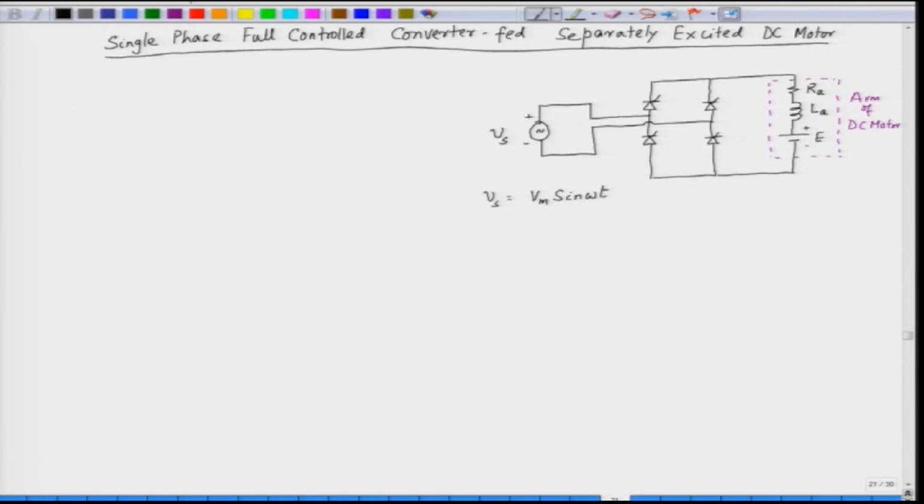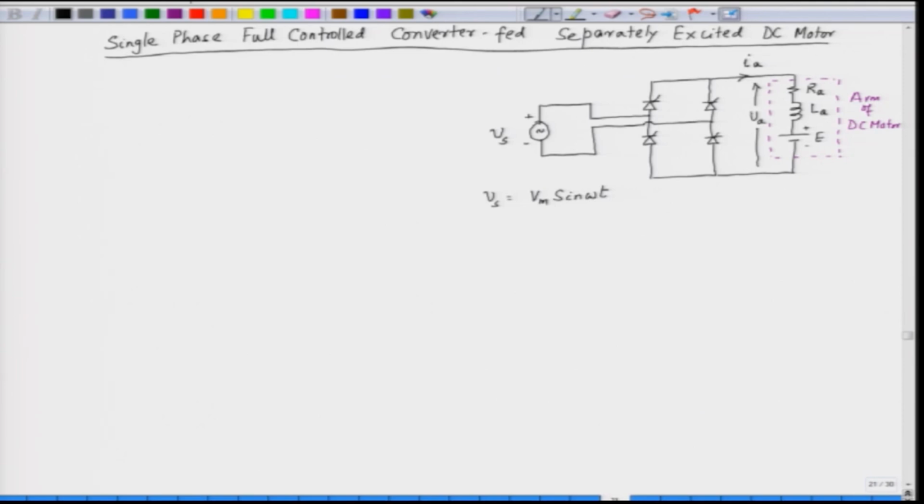So, this is a single phase full controlled bridge. We can control the output voltage by controlling the triggering angle of the SCRs. SCRs can be triggered at a certain angle alpha, and the current here is IA, and the voltage here is the armature voltage VA. When we write these small letters, we mean the instantaneous values of current and voltage.